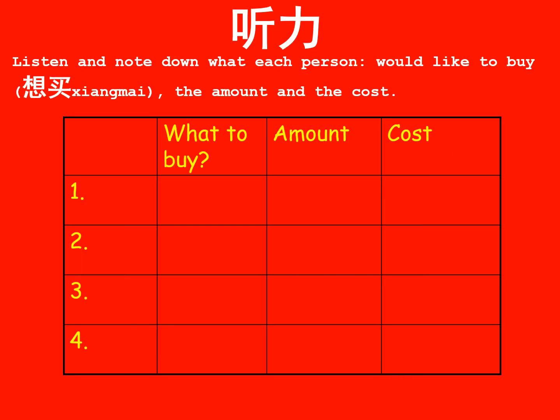好，听力练习 listening practice. We're focusing on the structure using 想买, meaning would like to buy. 想买. Give you an example. I'll give you the answer already. So I will say something. Person 1, listening twice. Okay.